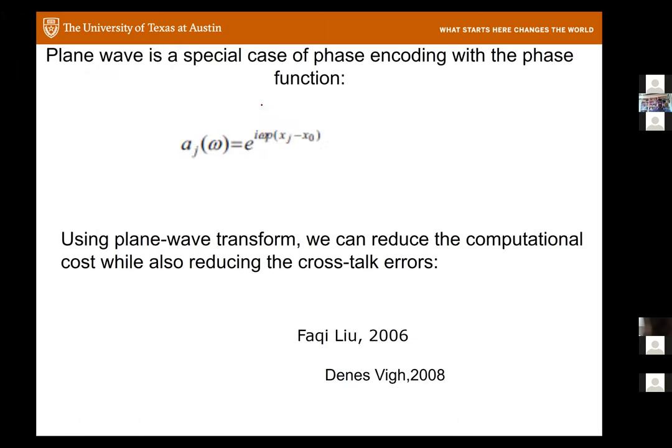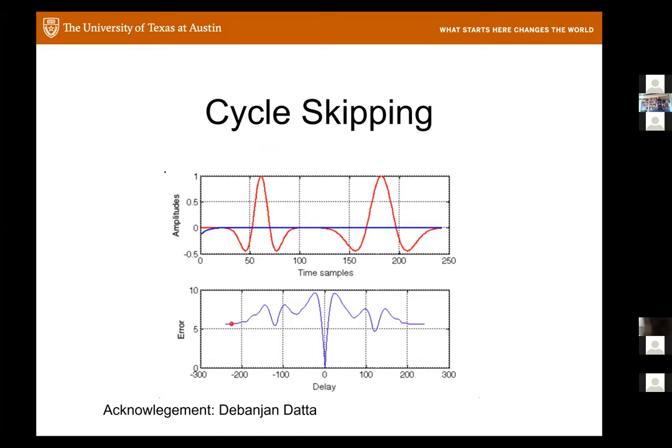You could also do what is known as plane wave phase encoding, which is essentially transforming the data with a linear phase shift, which is the tau-p transform. That also helps, and there are some papers on that. In 3D, this becomes problematic because doing a 3D transformation when your coverage is not dense can produce some artifacts. So this is one other idea. Okay, so the next point is cycle skipping.